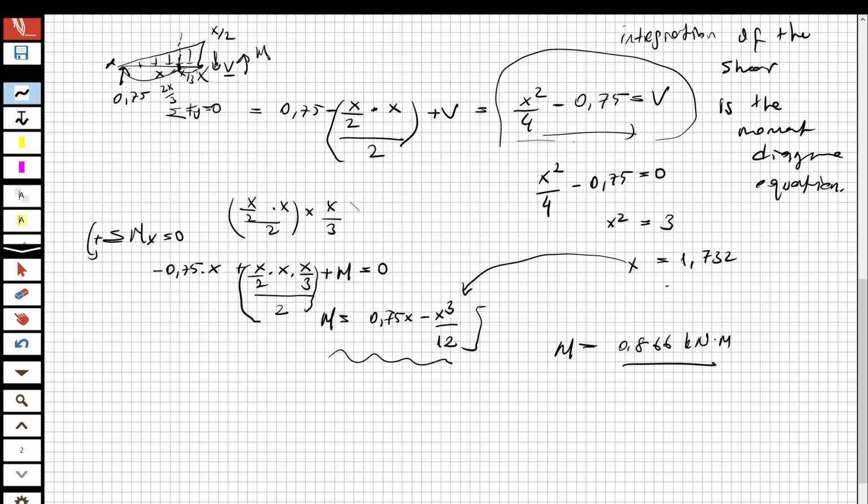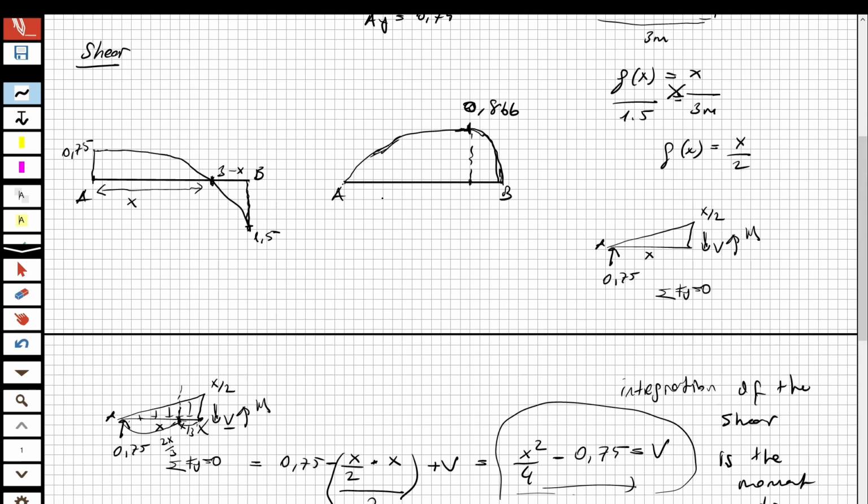And the plus M. Why M? Because there is a moment here. So plus M, it turns counterclockwise. So I'm going to obtain the equation of this. I have x equal to 1.732 because I determined it from the shear equation. When I write x into its own place, I'm going to obtain the maximum moment for this shape. So now the question is solved.